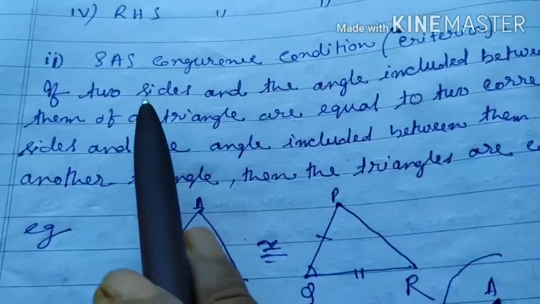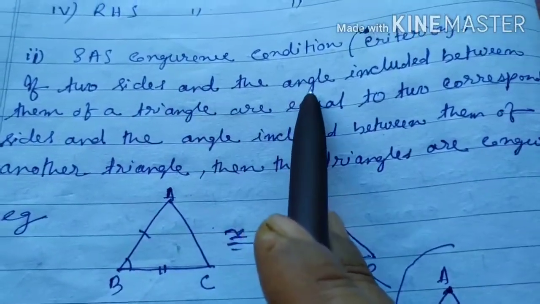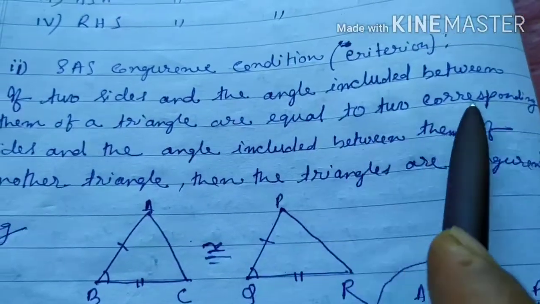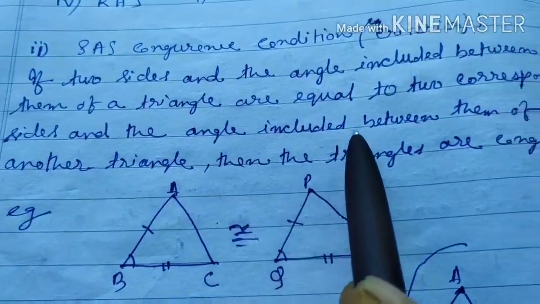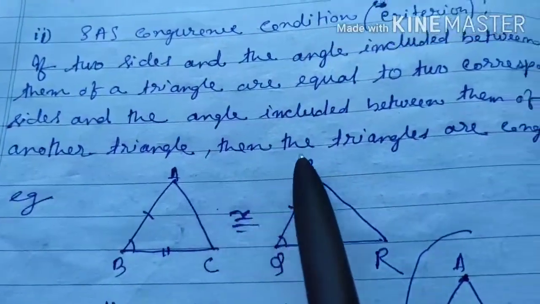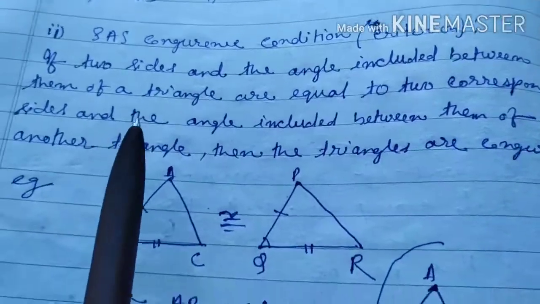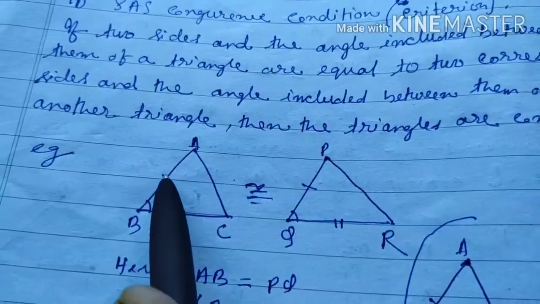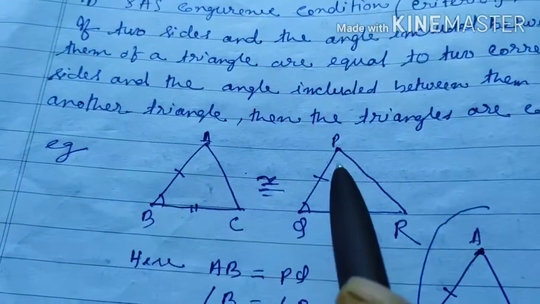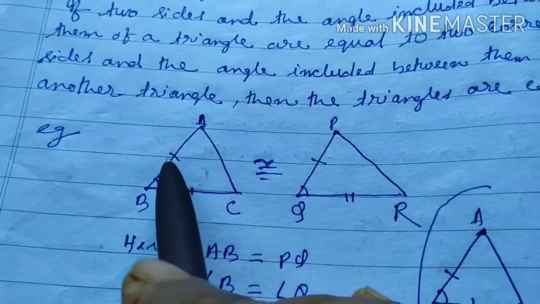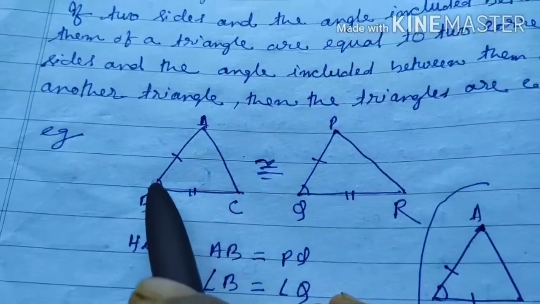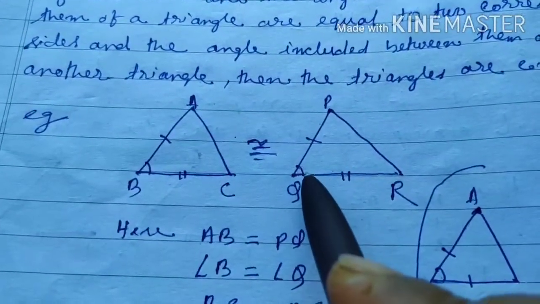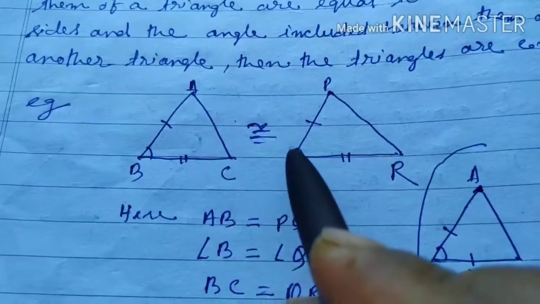Next, let's see the side angle side congruence condition. If two sides and the angle included between them of a triangle are equal to the corresponding two sides and the included angle between them of another triangle, then the two triangles are congruent. The angle should be included between the two sides.